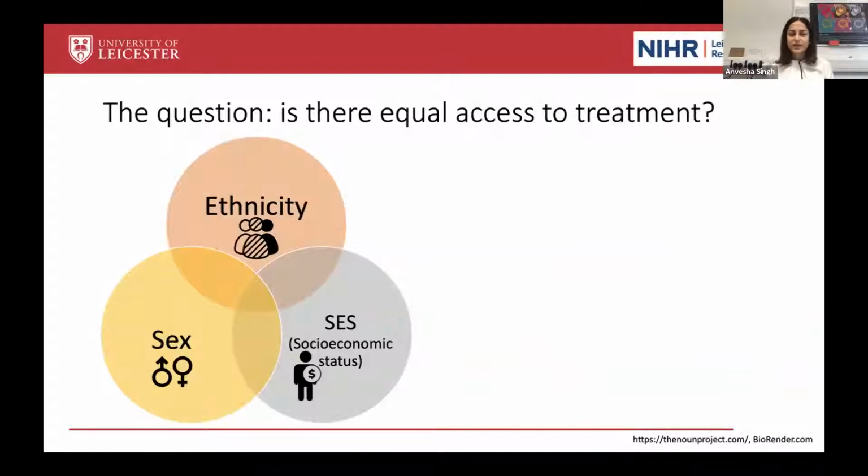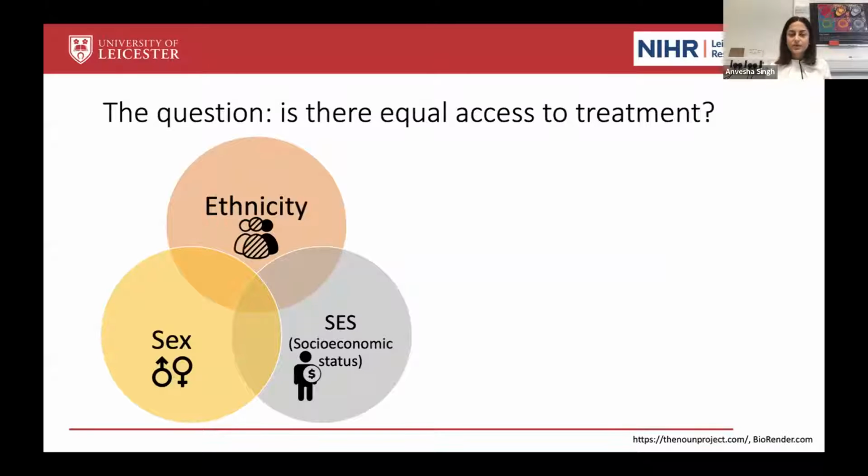So the question that we asked really was, is there equal access to treatment for this condition in England? And the reason for asking these questions were because some studies, particularly in America, have suggested that there are ethnic differences in access to treatment and who gets and when they get treatment, with ethnic minority groups less likely to get both surgical aortic valve replacement and TAVI in America.